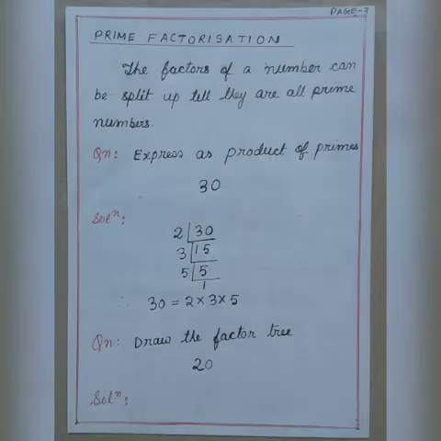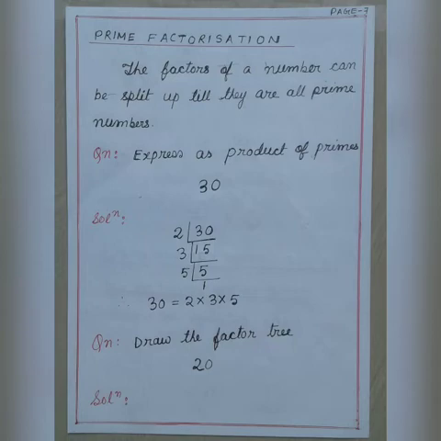The next important topic is prime factorization. The factors of a number can be split up till they are all prime numbers. So, we can split up the given number by the short division method. How can we do it? We can see in the example. Question: express as a product of primes, or find the prime factors of 30.